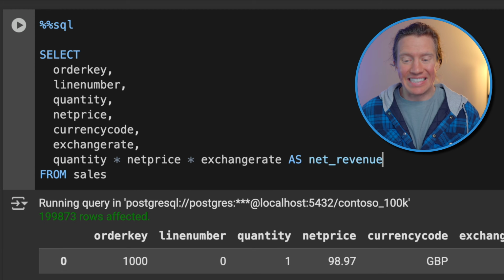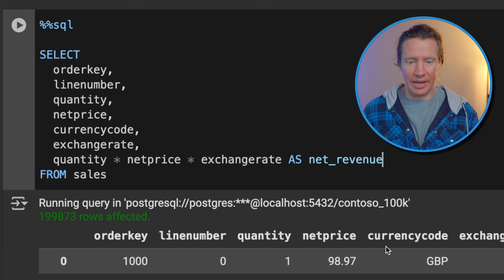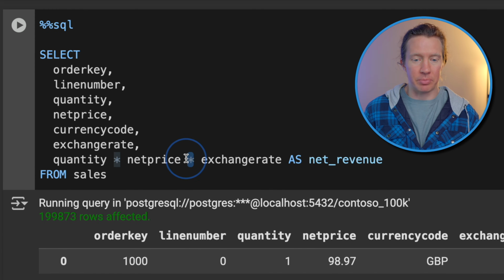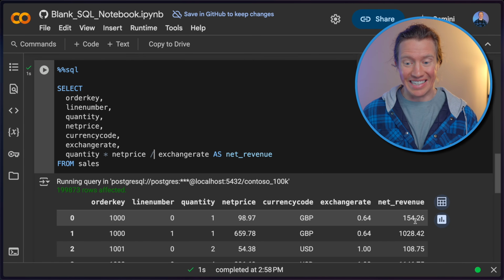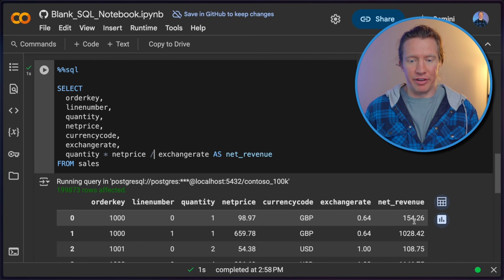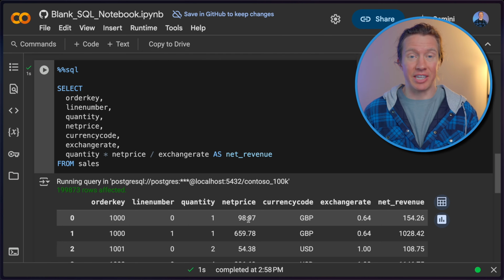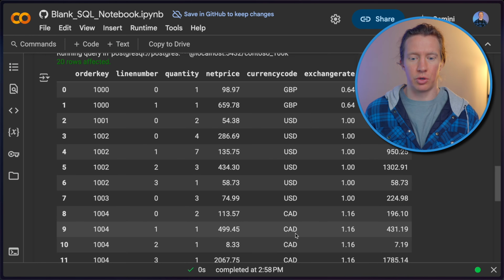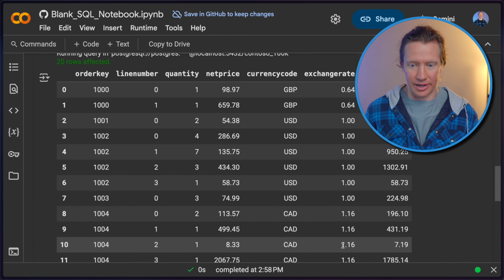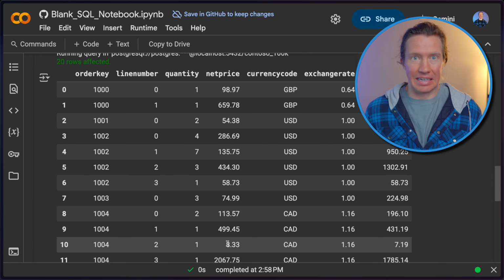So my calculation actually should have been, in order to get this right, instead of multiplying times exchange rate, I should have divided by the exchange rate. Now running this, we can see that the US dollar amount of 154 is much greater than the pounds version that the net price is actually in. And inspecting other units, I can see that this holds true. Looking at Canadian dollars here, yeah, a US dollar is less than a Canadian dollar.